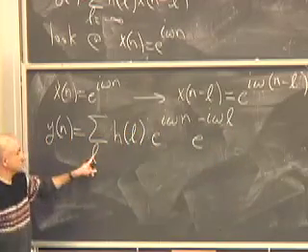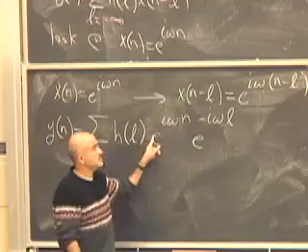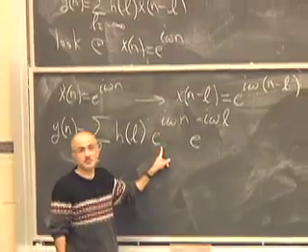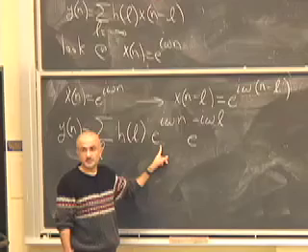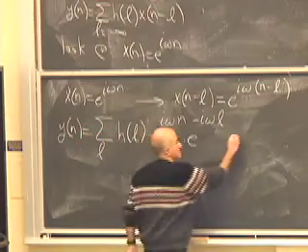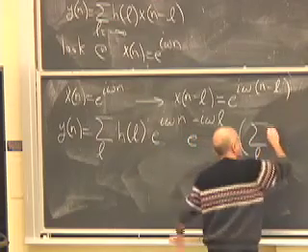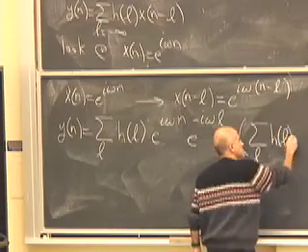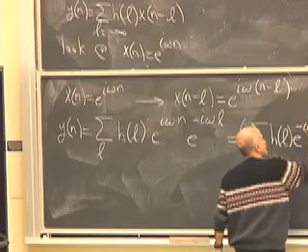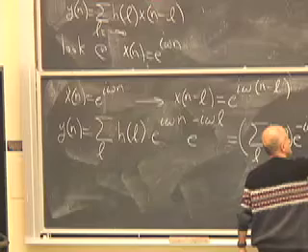Okay? The summation is over what? This is a function of n and omega. It has no dependence on l, Larry. So I can pull it out. So what's inside the summation is the sum over l, h of l, e to the minus i omega l, this whole thing times e to the i omega n.